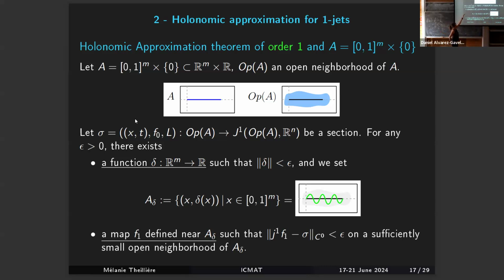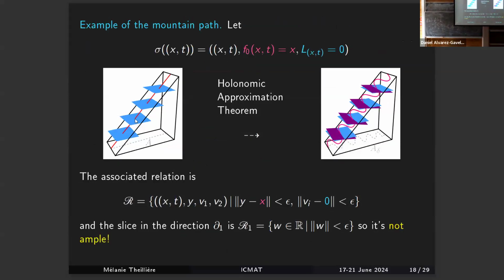So there exists a way to deform A, and there exists a map F1 such that on a neighborhood of this deformation, the one jet of F1 is as close as we want to the formal solution sigma. So this is the idea of holonomic approximation. And in fact, they exist. Sorry. So I recall the main example of holonomic approximation you saw yesterday.